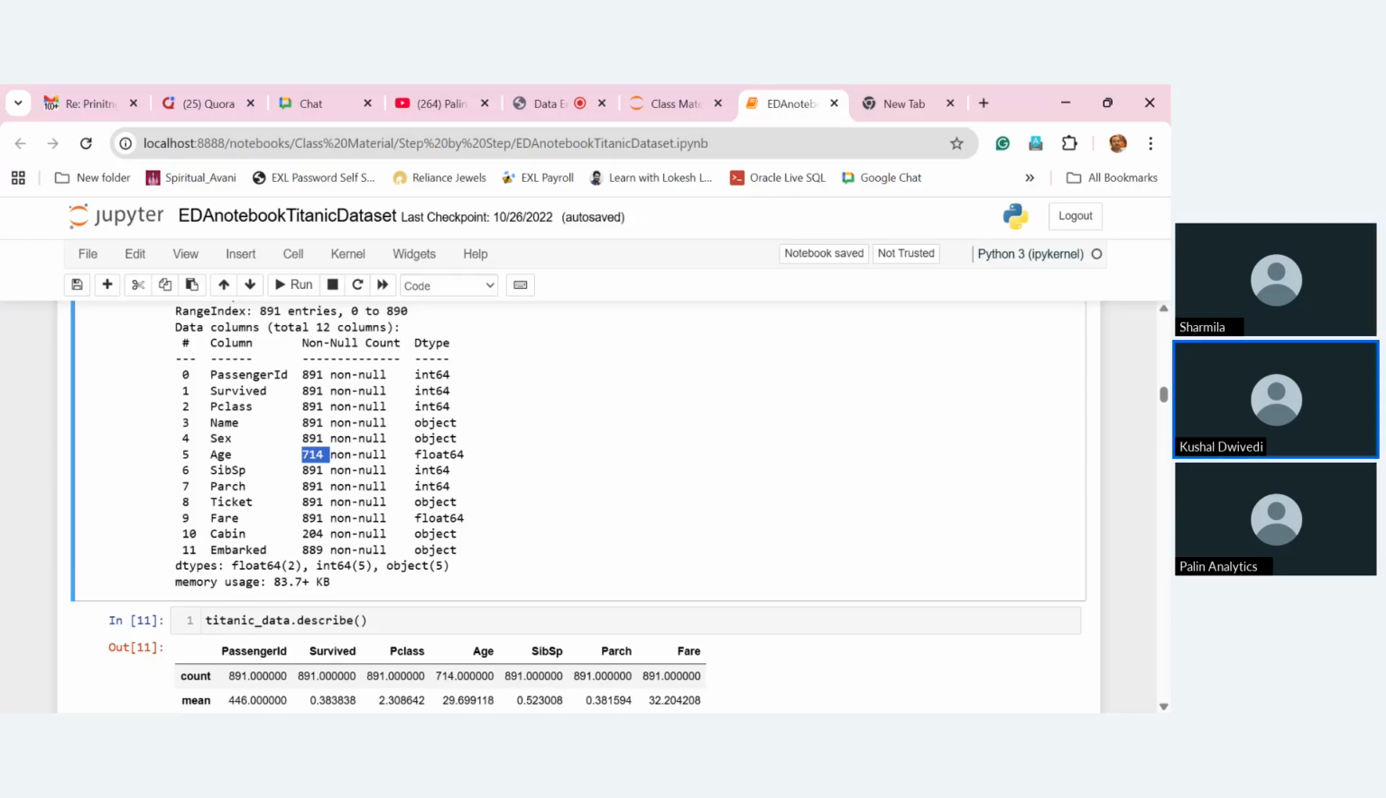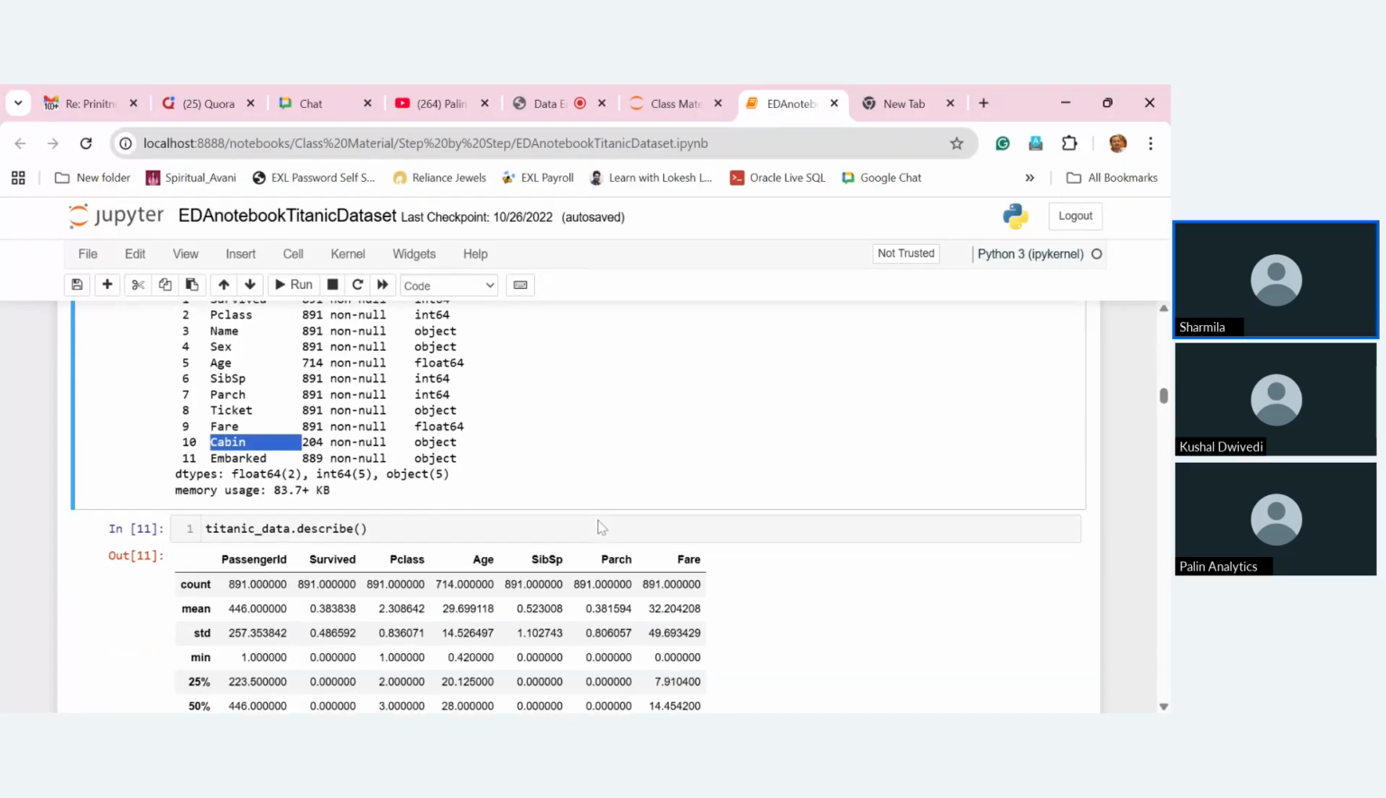There are around 177 people whose ages are not available. Then 204 cabin information, and embarked information 889. So for two people embarked information is missing, and for more than 80% of people cabin information is missing.